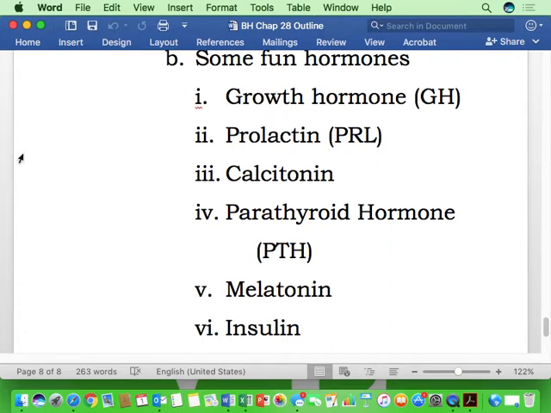And the last one on my list here, insulin. Insulin is produced by the pancreas, and its job, and I'm sure you've heard about insulin before, its job is to sweep the glucose from the blood into the body cells so that the body cells can use that glucose for energy. So we usually hear insulin in association with diabetes.